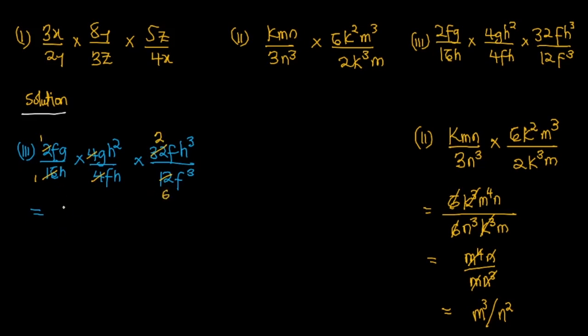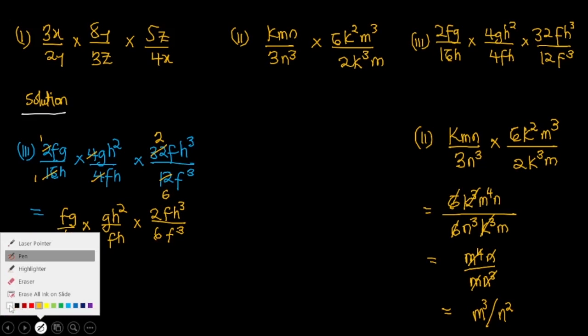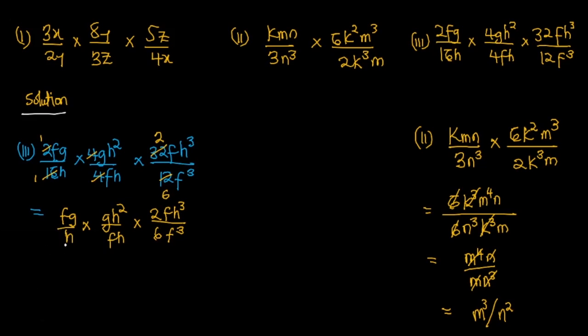So what we are left with is now fg on h from here, the top over here, multiplied by over here we have gh squared on fh, then multiplied by here we have 2 on 6, here fh cube, here f cube. Alright, so from here we can go on ahead and start cancelling some things again. So this h here can cancel one of the h over here, so we are left with just one h. The f here can cancel the f here.